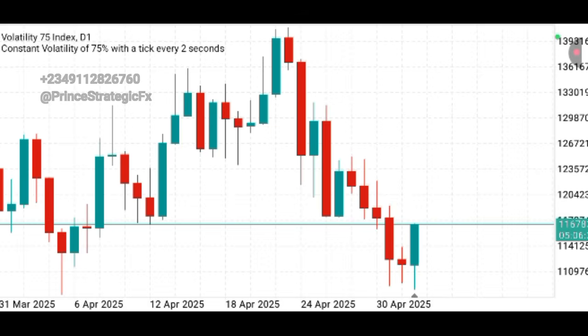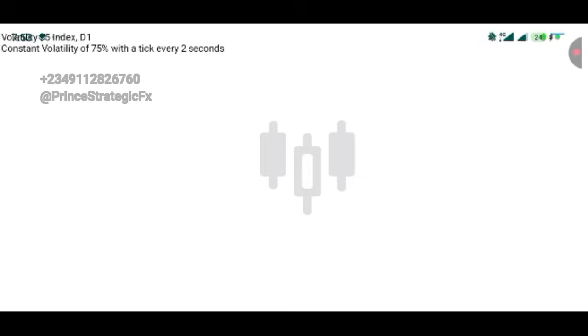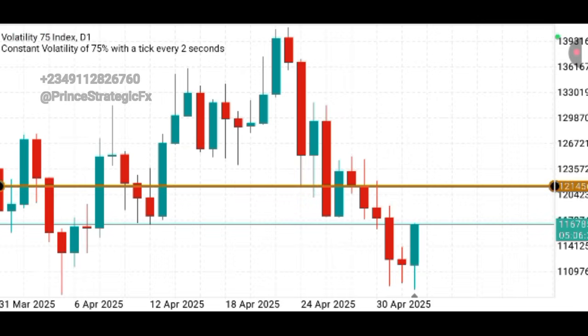It is very important. Now, the first thing we want to do, as soon as you open your chart for the day, is more like I'm starting this tutorial all over again. Please pay close attention. Once you open your chart for the day, the first thing you want to do is go to your daily time frame, and this is Volatility 75, and this is my daily time frame.